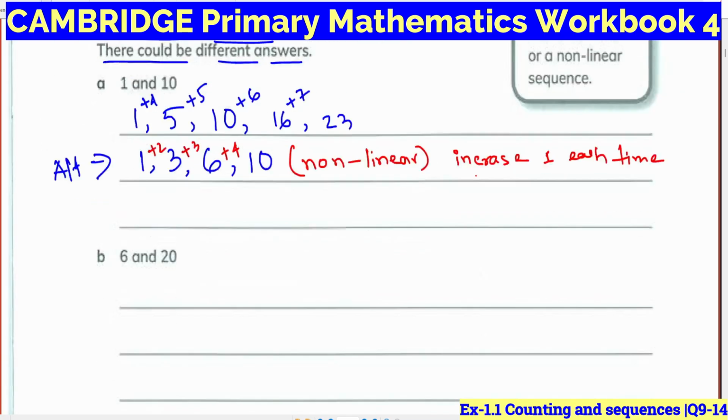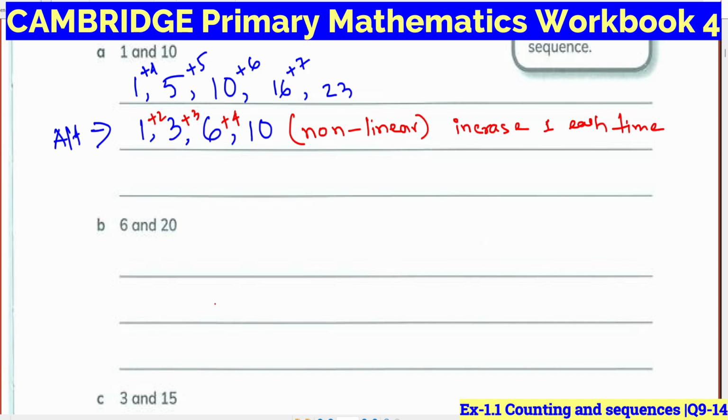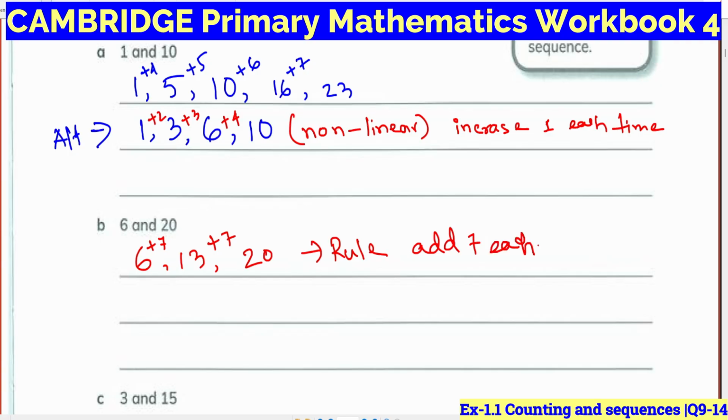Okay, so number A done. 6 and 20. How can we find out? Suppose 6 plus 7 will be 13, and then plus 7 it will be 20. So this is a linear constant sequence. Rule: add 7 each time.